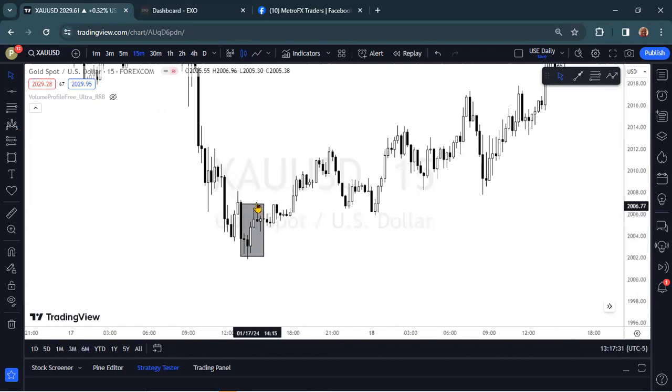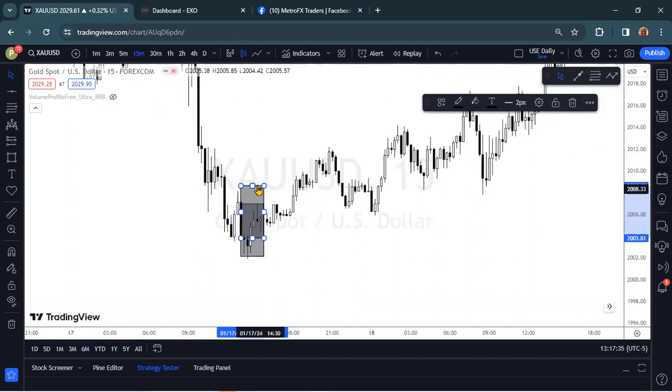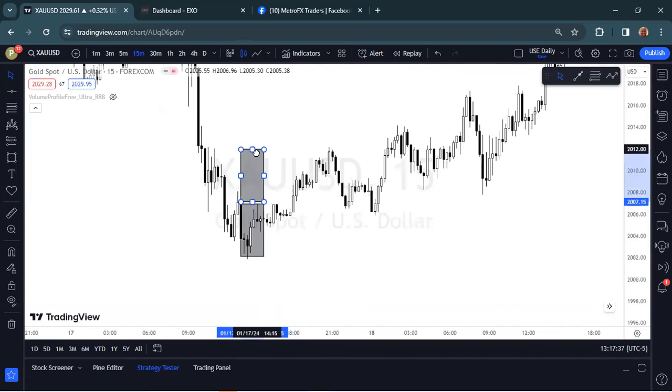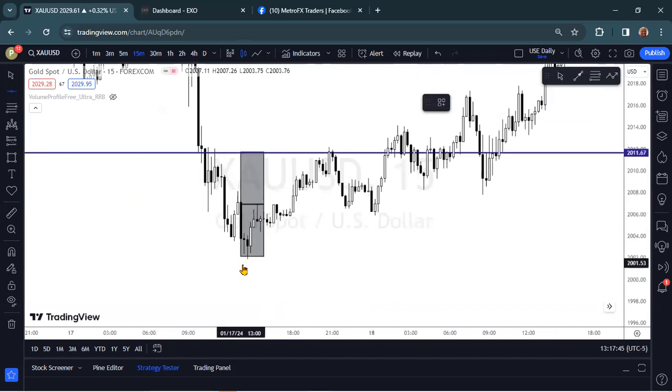And this box right here. Remember this box? I cloned it and I put it on top. This is where I set my take profit right here. And where do I set my stop loss? Down here.